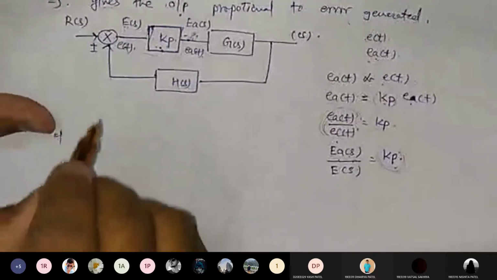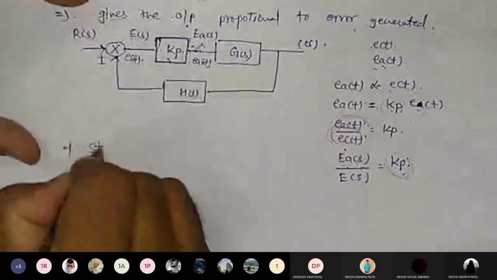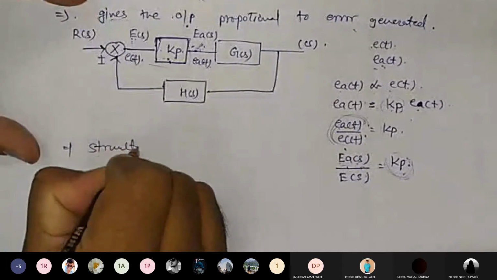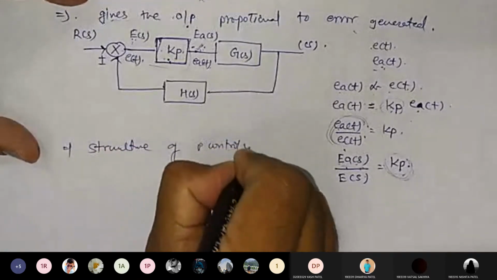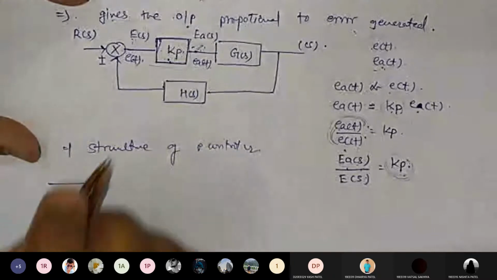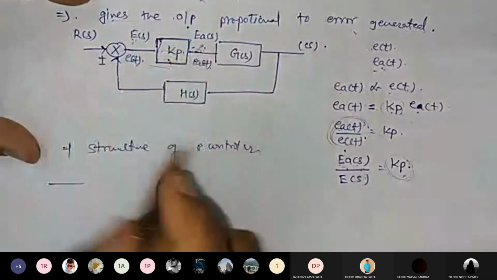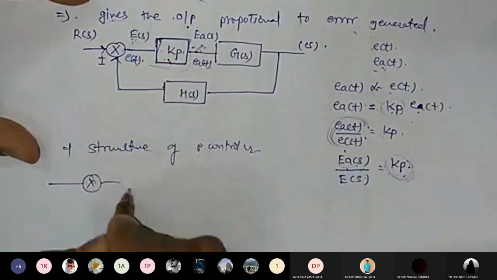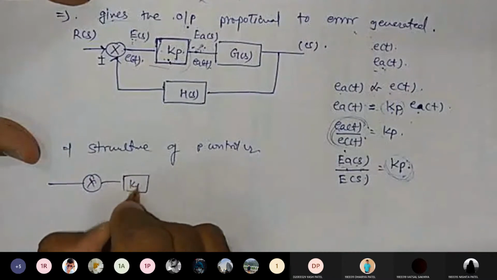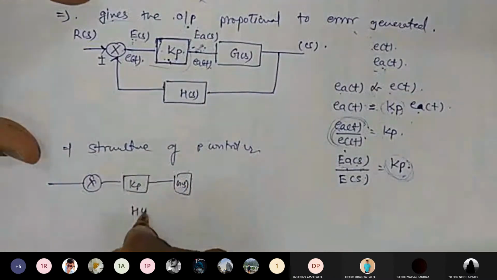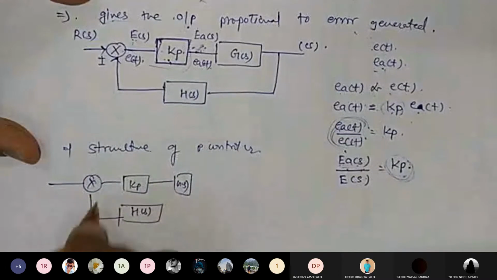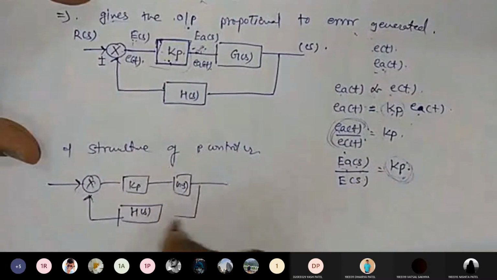What is the structure of P controller? It will be like this. This P controller will be over here only. Simple Kp. Okay, and G(s). So it will be the same because it is only one coefficient.